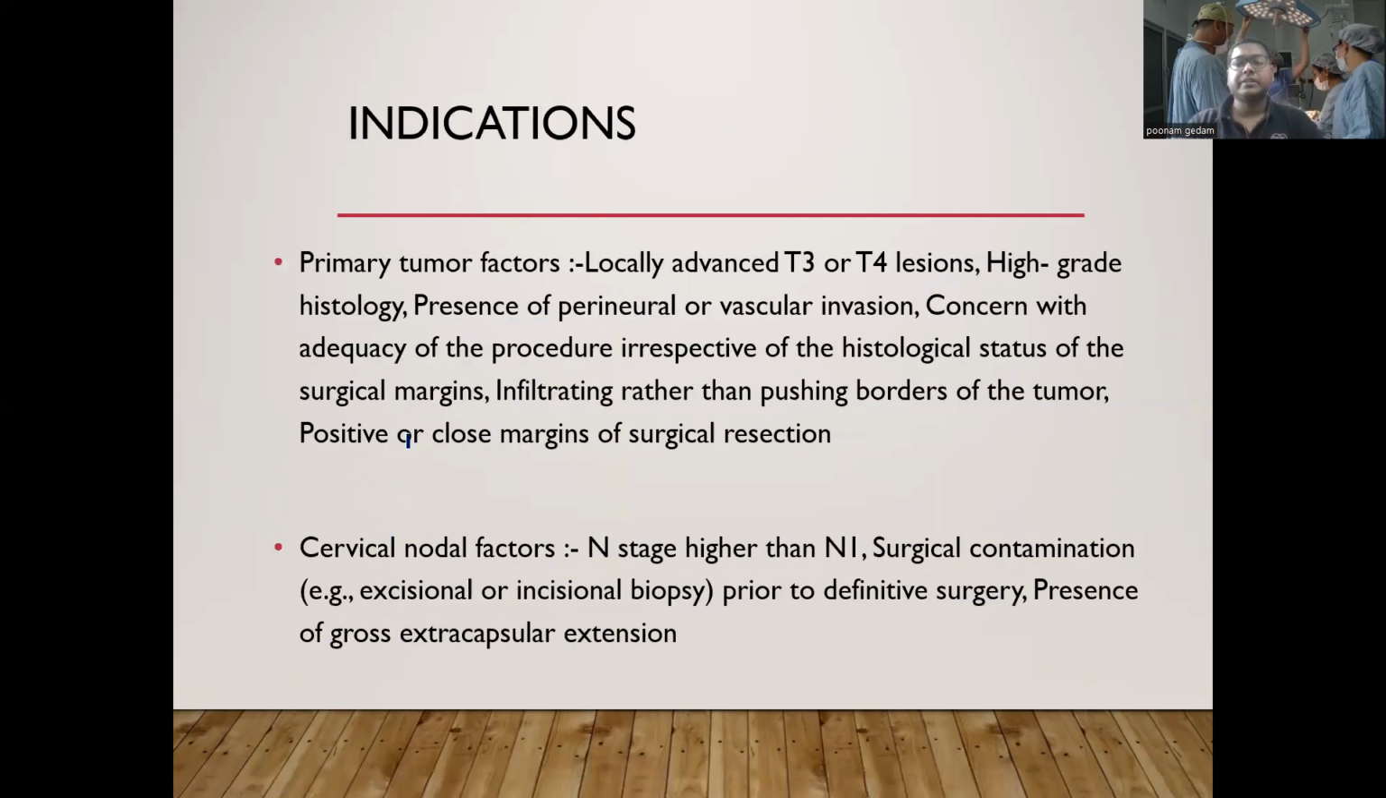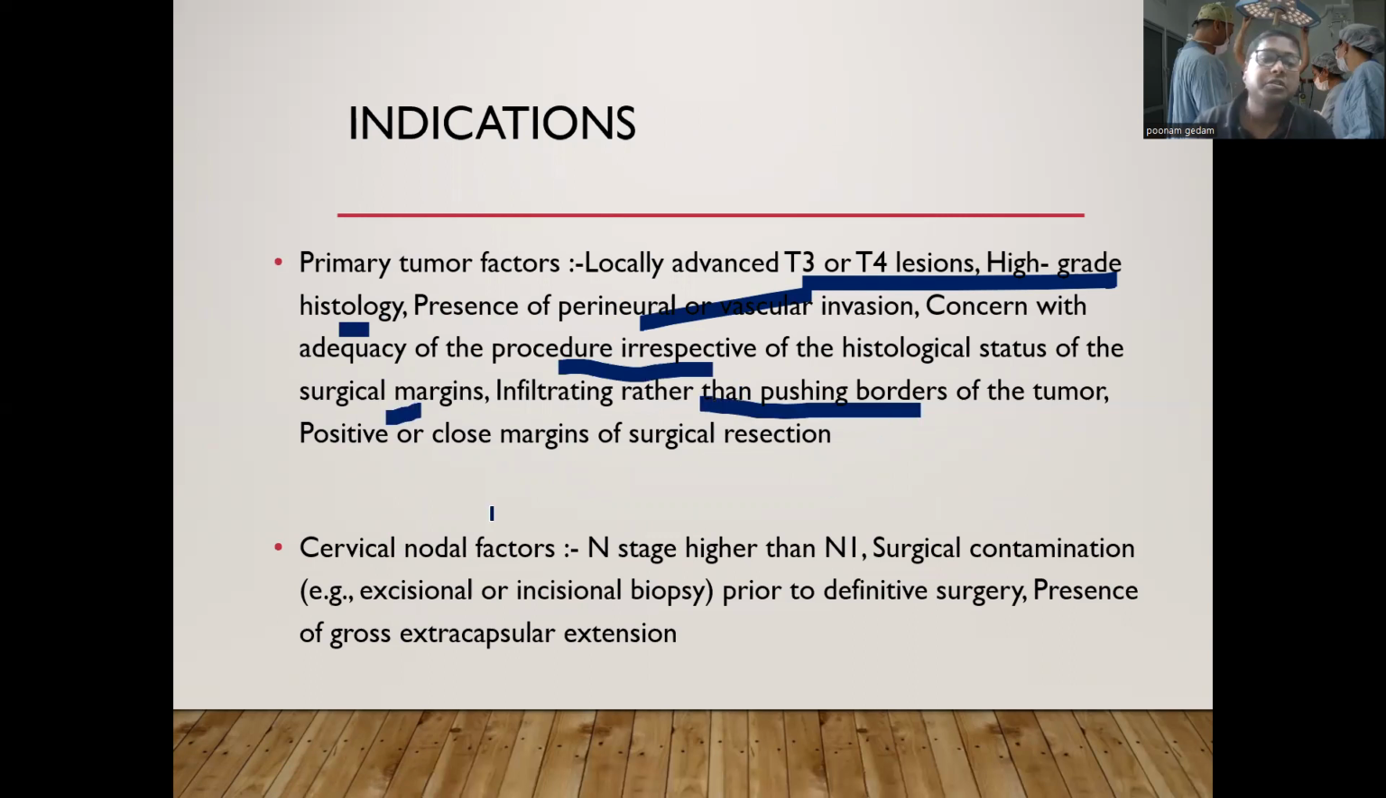So what are the indications? Primary tumor factors: locally advanced T3 or T4, high grade histology. High grade histology, this is very important. This we forget to say in viva. Presence of perineural or vascular invasion, concerns with adequacy of procedure irrespective of the histological state of surgical margin, infiltrating rather than pushing borders of the tumor, positive or close margin of the surgical resection.